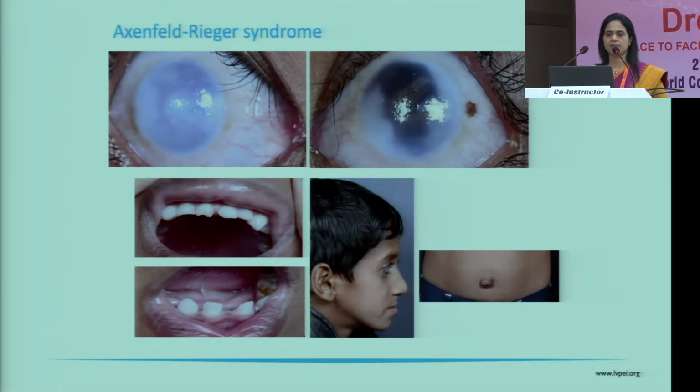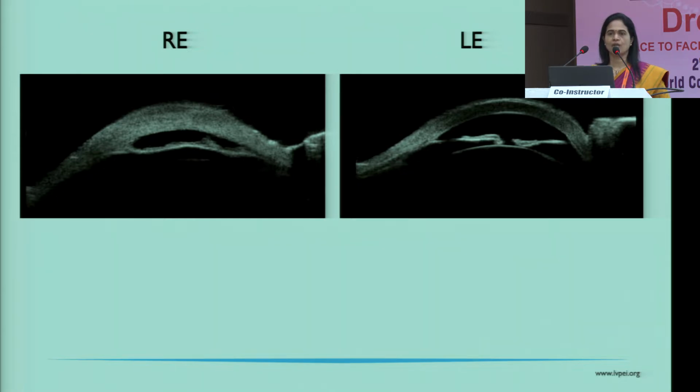So this is again very important. Sometimes clinically these conditions are quite obvious. Nobody needs to tell you what this condition is. But what UBM helps you to understand is the relationship between the iris and the cornea. Is there a Descemet's detachment that you are dealing with? Is there an iridocorneal adhesion? How extensive is it? That will help you to plan what type of surgery one needs to do.